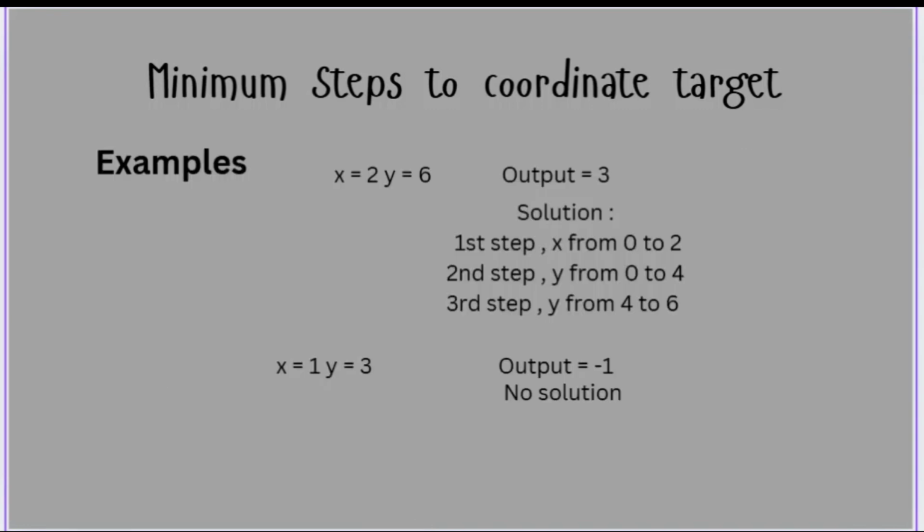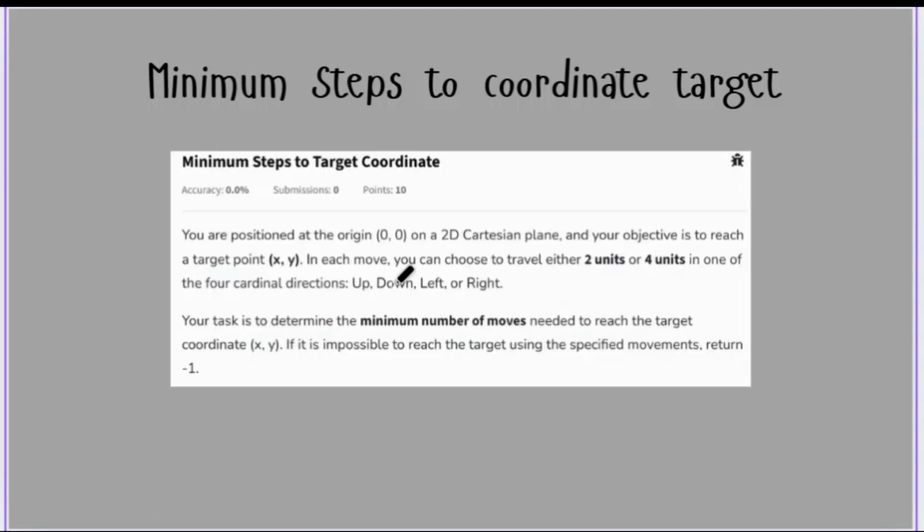So in the first example, x equal to 2 and y equal to 6 is given, and the output is 3. At the first step, x goes from 0 to 2. In the second step, y goes from 0 to 4. So 3 steps are required to reach this position. In the next example, we can see that odd coordinates are given, so the output is -1, which means we can't reach that position. According to the question, we can only move in these 4 directions. We can't move diagonally, and we can travel either 2 units or 4 units.